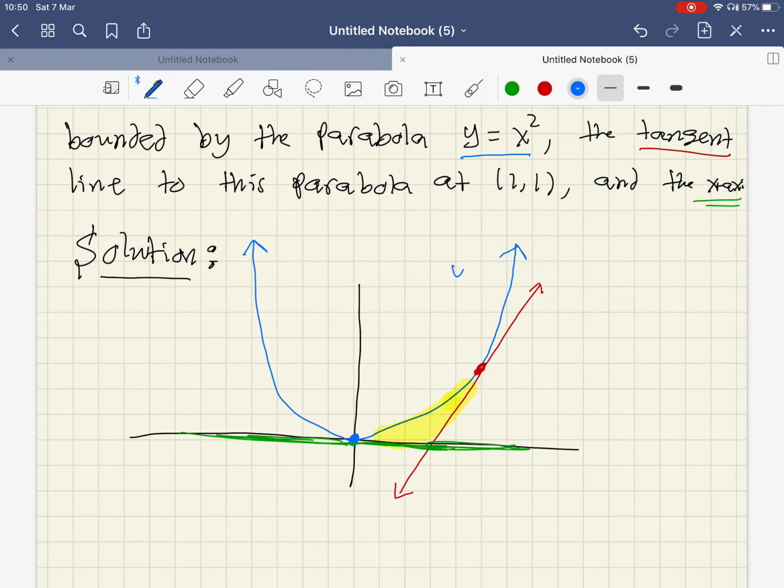Okay. Now, what we know: the blue equation is y equal x squared. We know the green line, the x-axis, is y equal to 0. And what is missing for us is this one, which is y equal to something, which is a line. Let me go to a different page and let's find the tangent line to the parabola at the point 1, 1, find the equation and bring it back here, and then we continue finding the area.